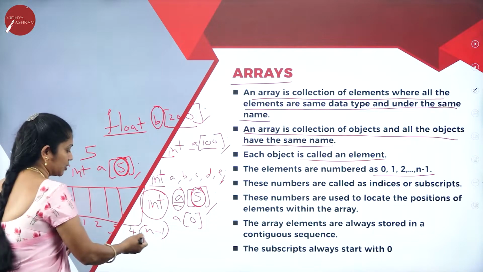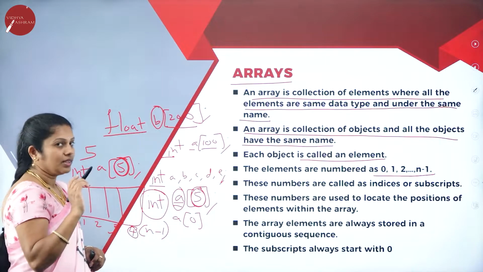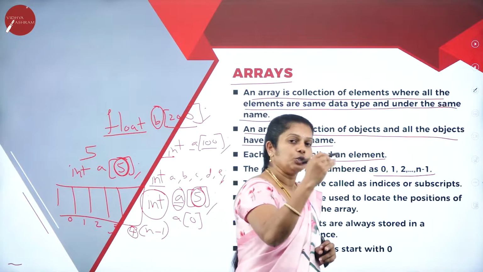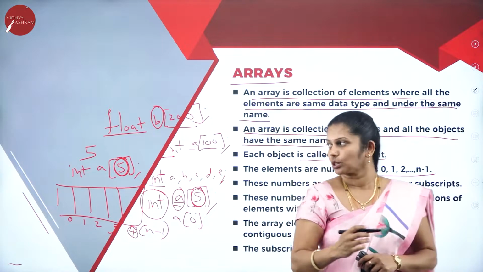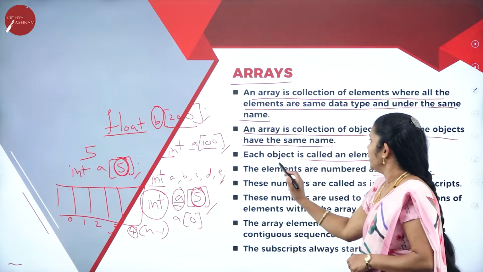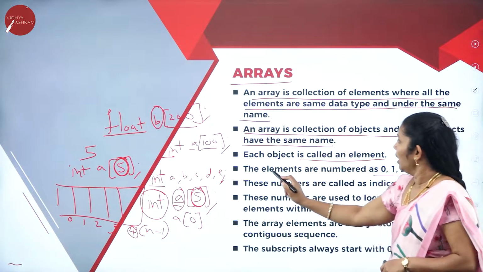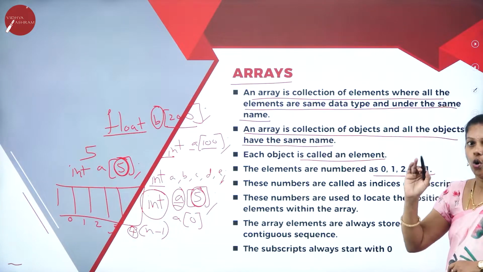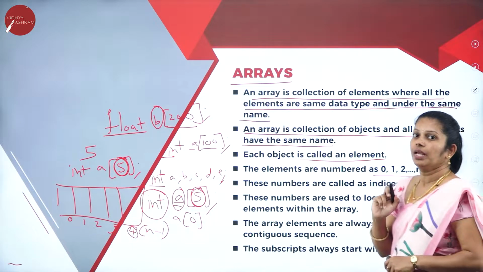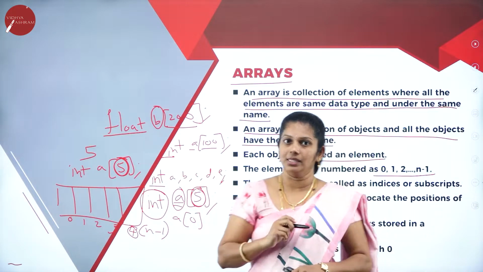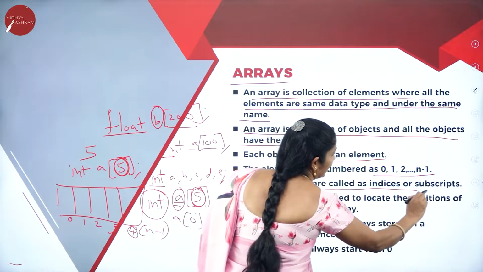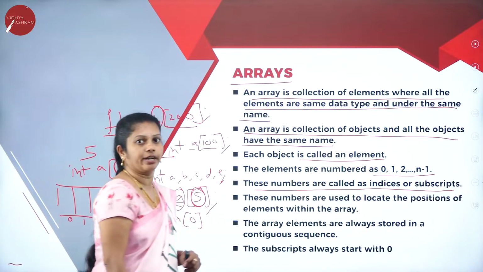Totally 5 elements are there, but the last position is 4. Here, n minus 1 is nothing but 4. That means each element starts from position 0 to n minus 1. Each item is called an element, and the elements are numbered as 0, 1, 2, 3. The last one can be called n minus 1. These numbers are called indices or subscripts also.